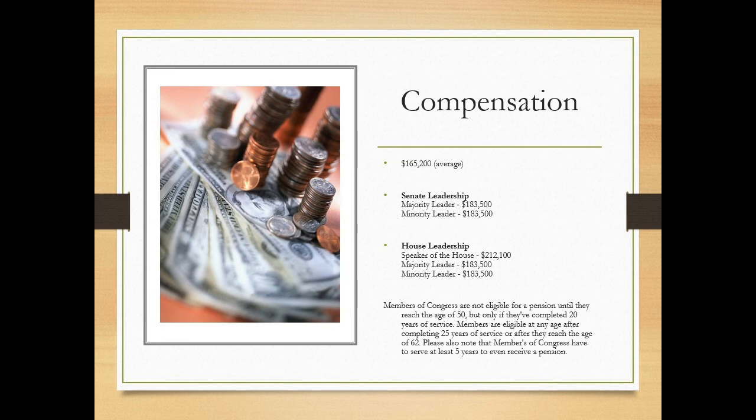Now, again, that's a lot of money. I wouldn't turn my nose up at it, for sure. But when you consider what you give up for that 165 a year, I mean, if you're a representative, if you're a senator, your life has changed. The Senate leadership, a little bit more. So 183.5 for Harry Reid, the minority leader, 183.5. The majority leader, Speaker of the House, 212. Cantor makes 183. Minority leader, 183.5.